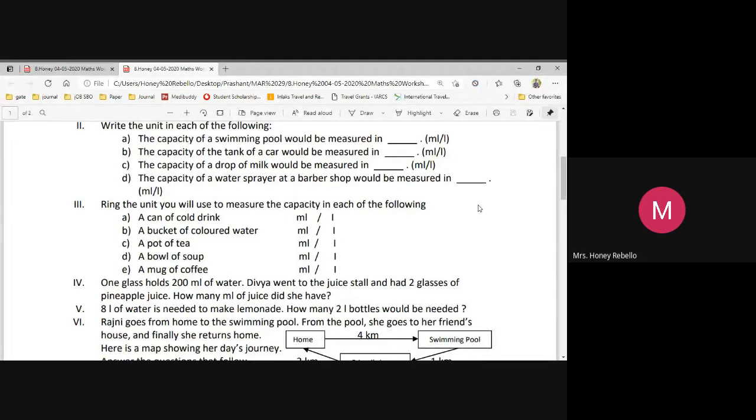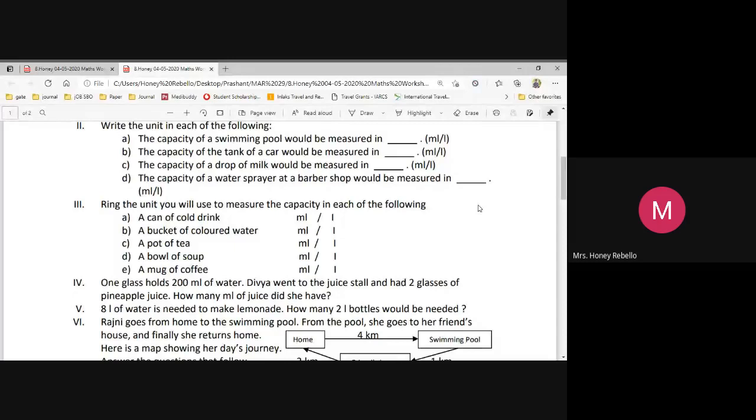Now, Evelyn, I want to ask you something. It's not on the screen. Now you want to have some small tin, like some shake and all that. How will you measure it? Will you measure it in milliliter or liter? That small tin, small can. Milliliter. Very good, Evelyn.